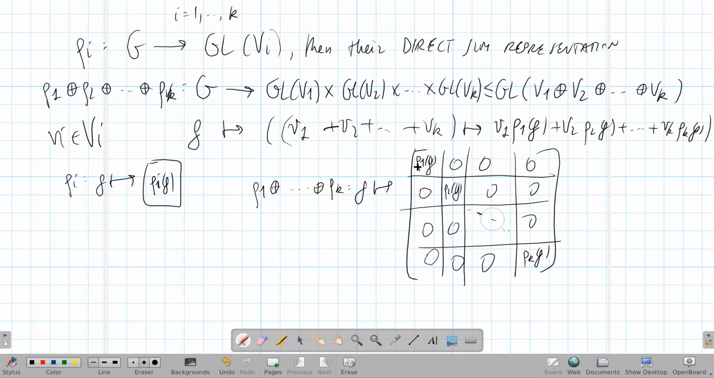I mean, clearly the determinant of such a matrix is the product of the determinants of the individual matrices. So all of them are invertible, and so the resulting matrix is invertible. So it is in GL of the direct sum. Okay, so that's the direct sum representation. I want it to be in red because it's important.